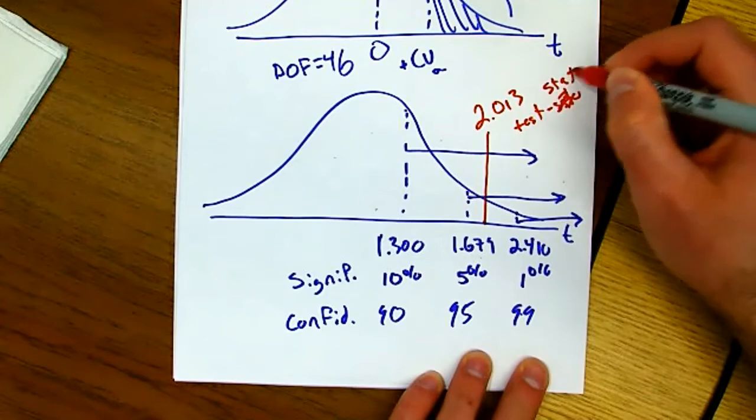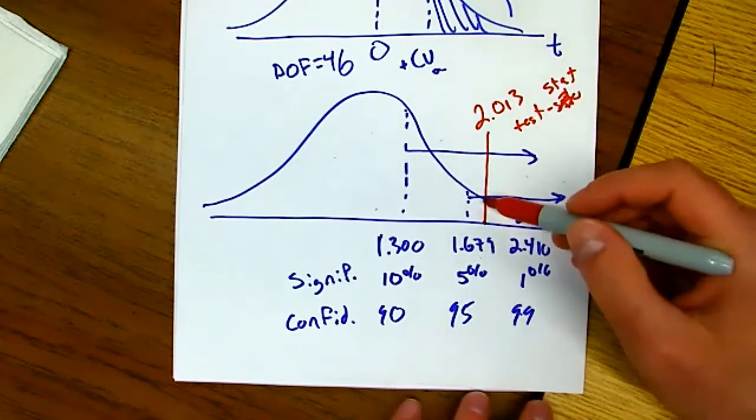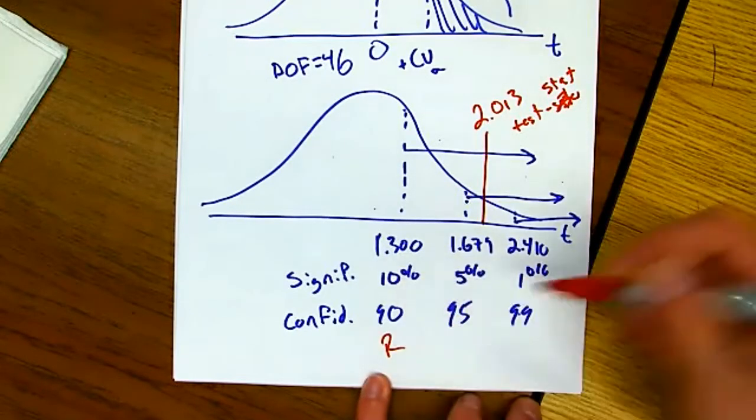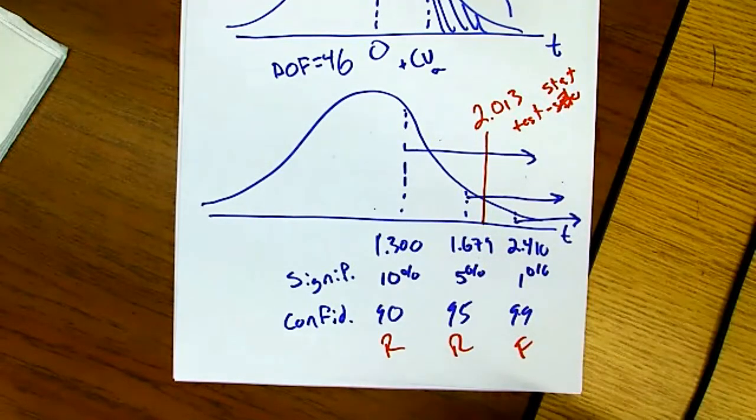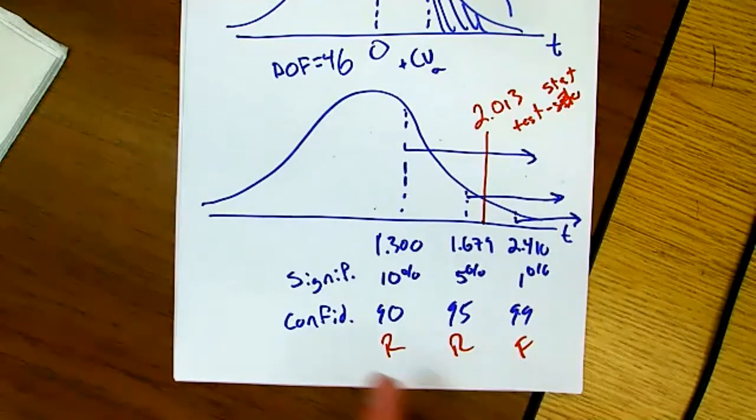Test stat. Right? Well, I can see it's in the rejection region at the 90 and 95% level, but not the 99. Okay? So if I'm making a rejection decision, I believe the question is set at the 99% level, I should be failing to reject. But how do I find the p-value?